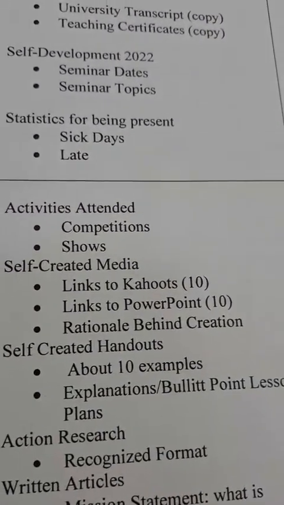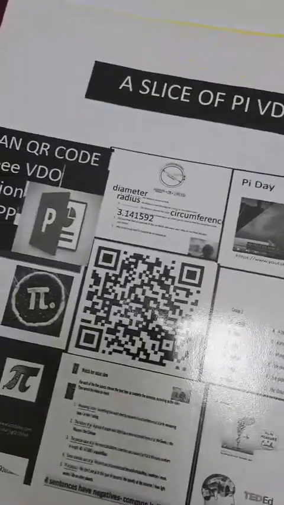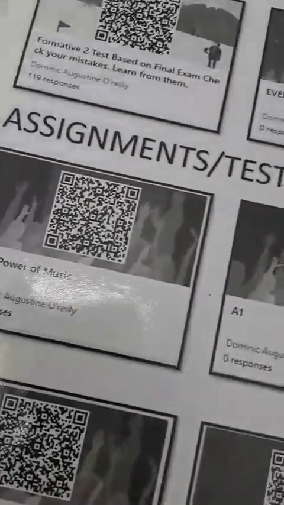Okay, now self-created media, links, and more links. Okay, let's have a look. This is the frontispiece. Now it's very easy to create QR codes from the Kahoots that you've done. I created a YouTube video that's accessible here about this lesson, slice of pie. And then moving forward, quizzes, QR codes, Quizlet, and over here, I'm very fond of Microsoft Forms, so there's more activities from Microsoft Forms.